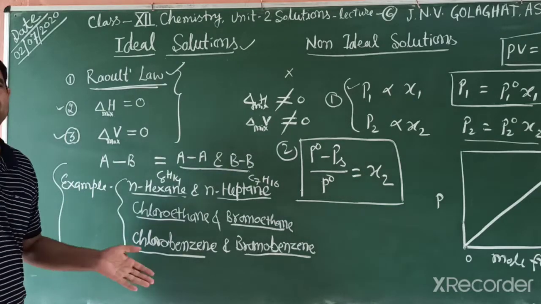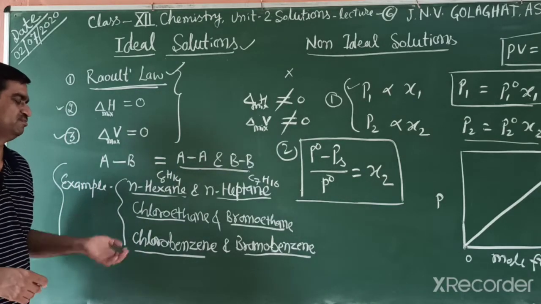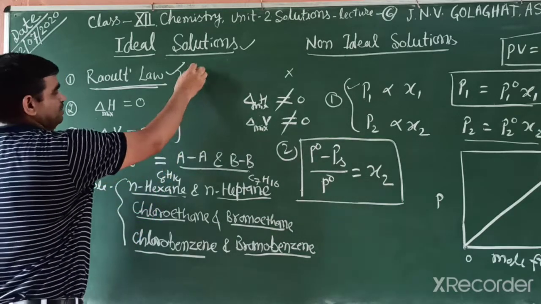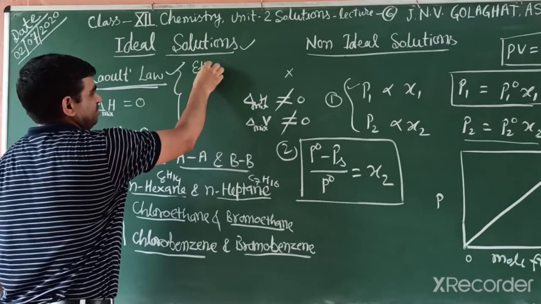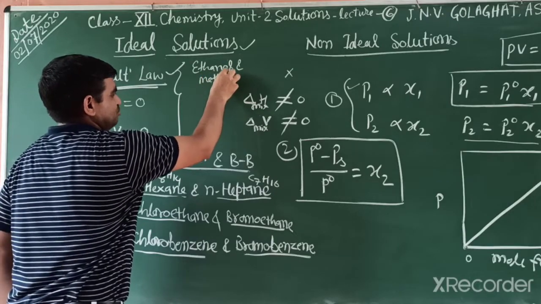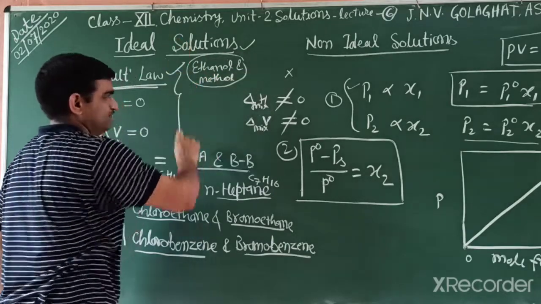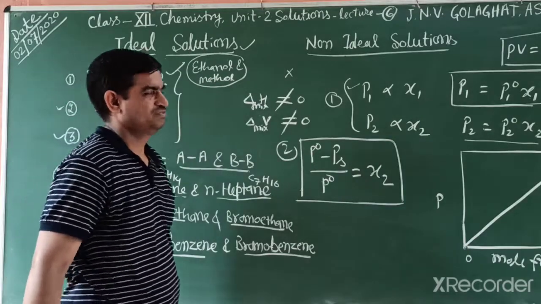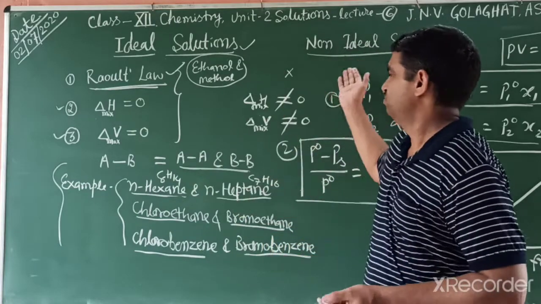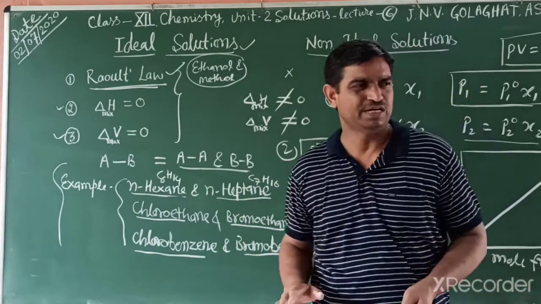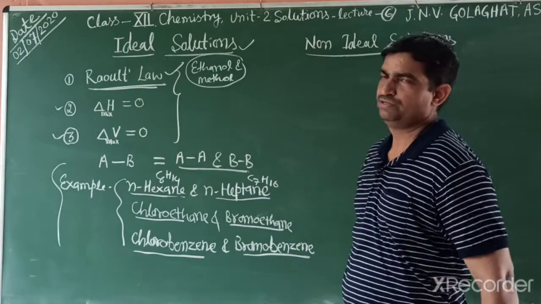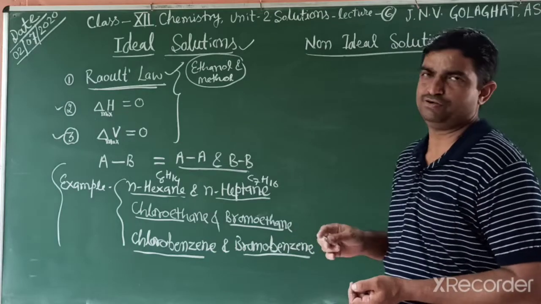You can find one more example in your NCERT book or a reference book, like ethanol and methanol. You can make an ideal solution of two alcohols, ethanol and methanol. That is also an example of an ideal solution. Now students, what is the reason that some solutions are not ideal? We will explain in detail.